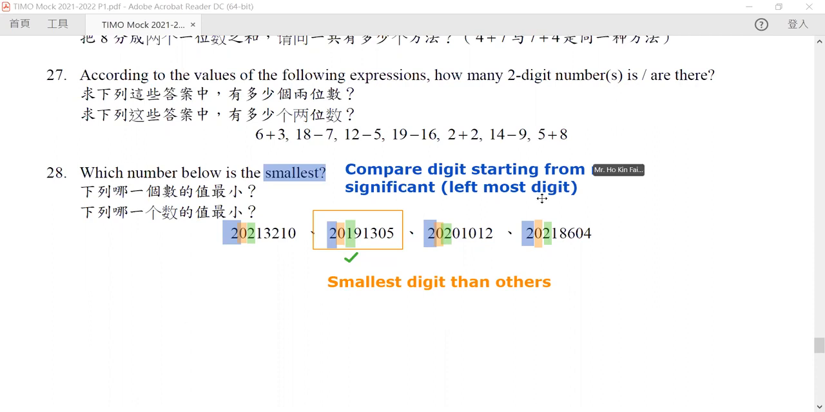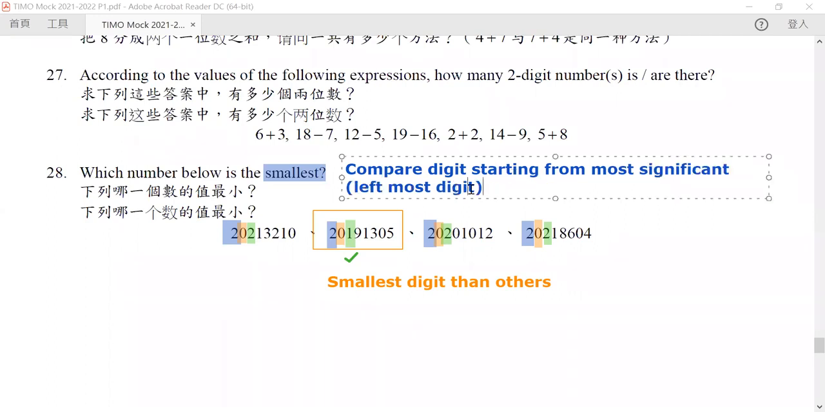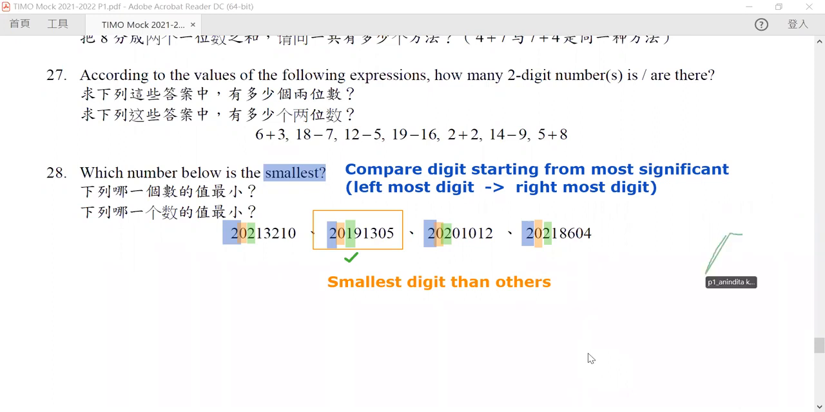Again, every time we want to know which one is the smallest, we compare the digits starting from the leftmost up until our rightmost. Our rightmost digit is the least significant digit, so we always count from left to right. Whenever there is a digit in which they're different, we choose the one which has the least on that digit. Okay, so our answer is 20191315.